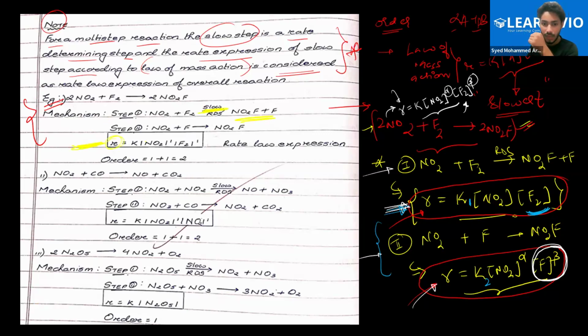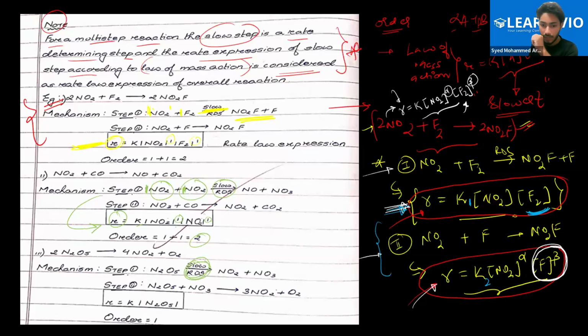So R equals K multiplied by NO2 to the power 1, F2 to the power 1. In this step the stoichiometry is 1, so power 1, power 1. Now in the second step, R equals K N2O to the power 1, NO2 to the power 1. Why is it there? Because this is the first step and this is the slowest step. For the slowest step, you write the power equal to the coefficient associated with it, only for the slowest step. So the order would be 2, 1 plus 1.